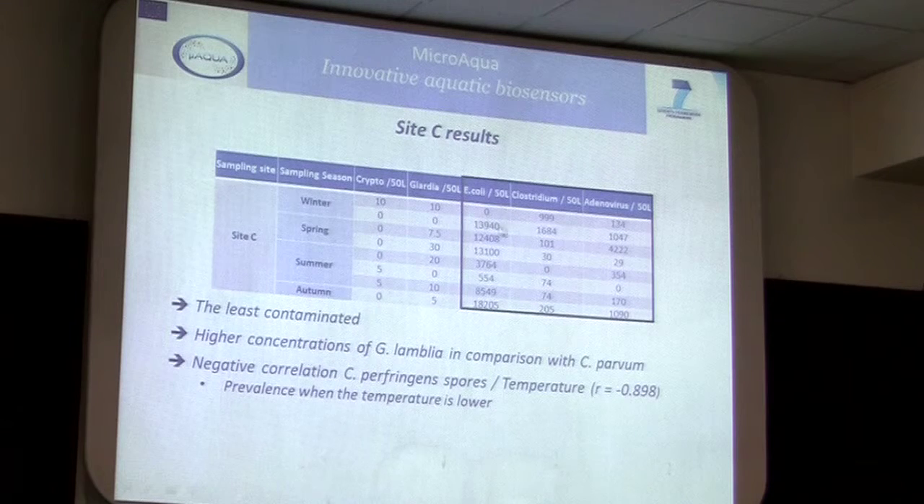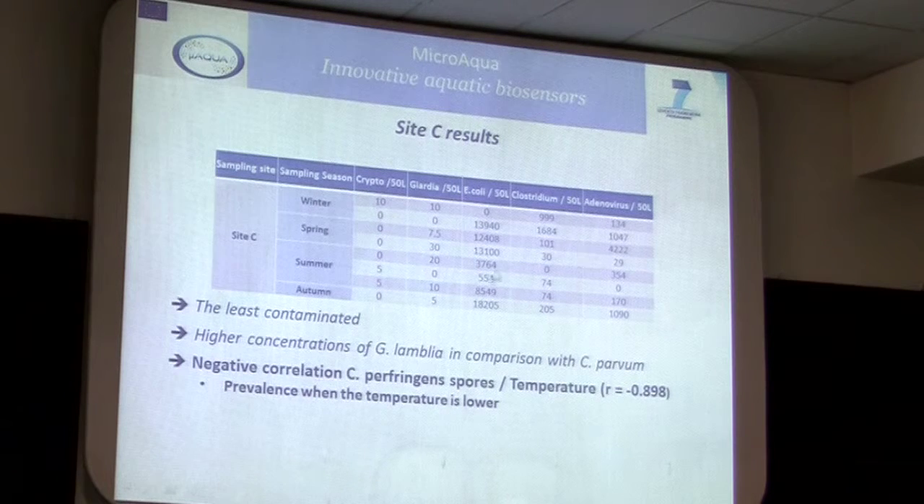7 out of 8 were positive for E. coli, Clostridium and adenovirus. And like for site B, we found a negative correlation between Clostridium perfringens and the temperature, suggesting again a prevalence when the temperature is lower in winter.